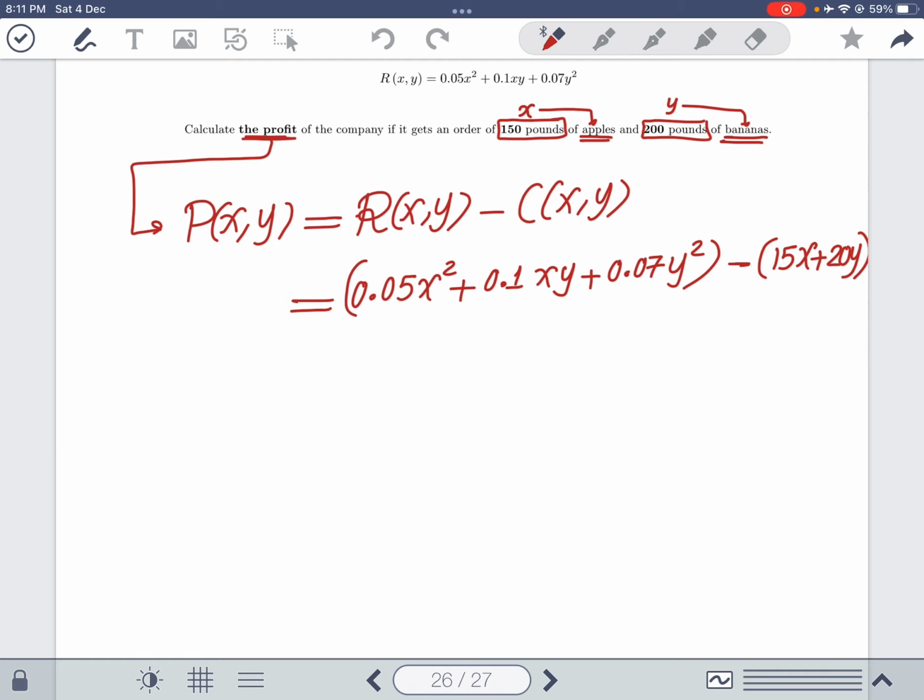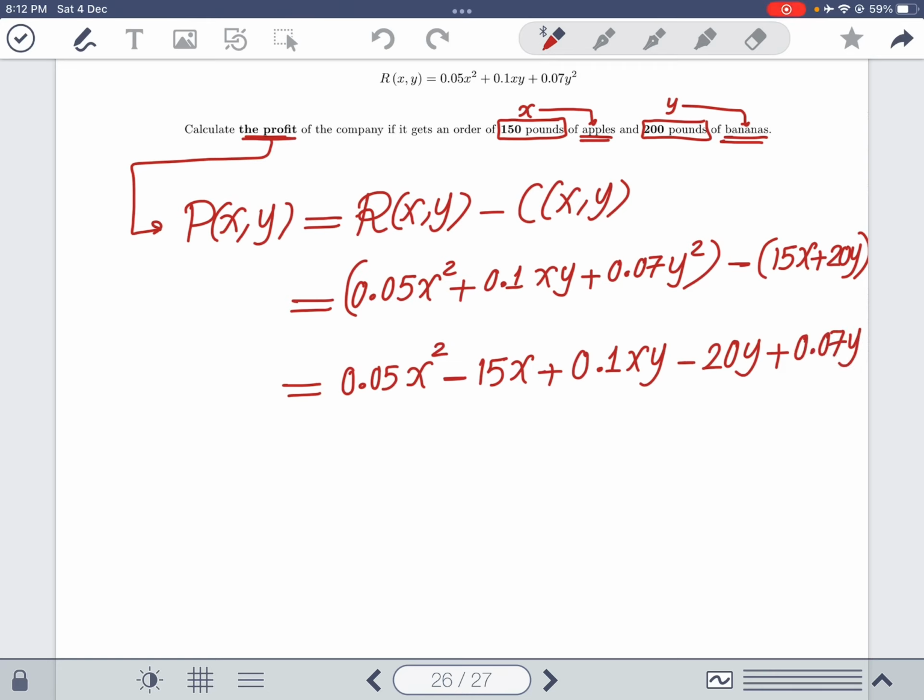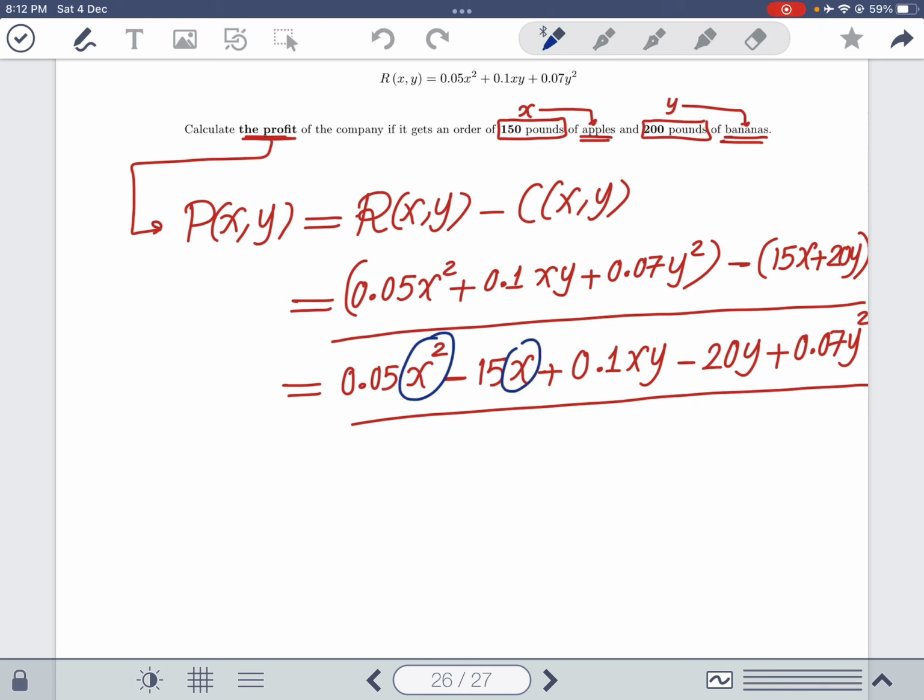Okay, and when you do this subtraction, you can write it in this order, 0.05 x squared, then you put the thing that has x, so minus 15x, plus, then you put the thing with x and y, then the thing with y, minus 20y, and finally the thing with y squared, 0.07 y squared. Okay, just to put the x's near each other and the y's near each other. You can say like, now I have the x's on this side and then the y's on that side, kind of. It's a way of ordering it. Even if you don't do it, you still will get the question correct.